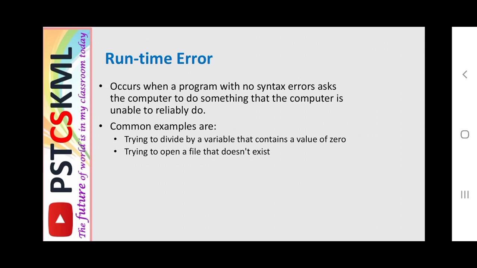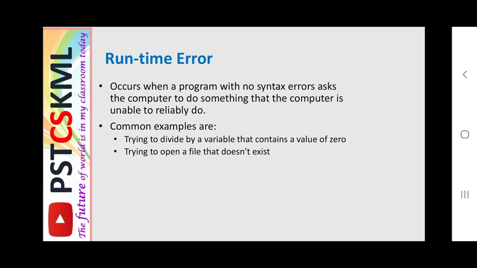For example, you try to divide by a variable that contains a value of 0. For example, you want to divide 5 divided by 0. Okay, when you compile, nothing is wrong, but when you run, it will be wrong, because 5 divided by 0 gives an infinite value, and the computer cannot find the infinite value for that one, so it becomes a runtime error. When you run, it becomes an error.